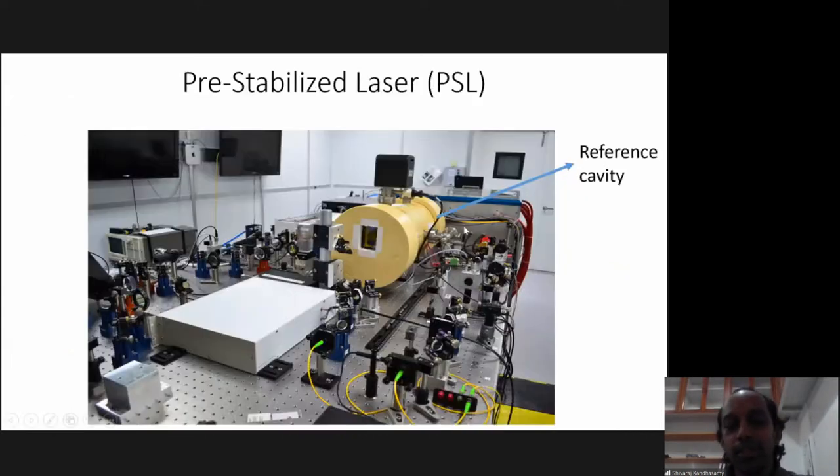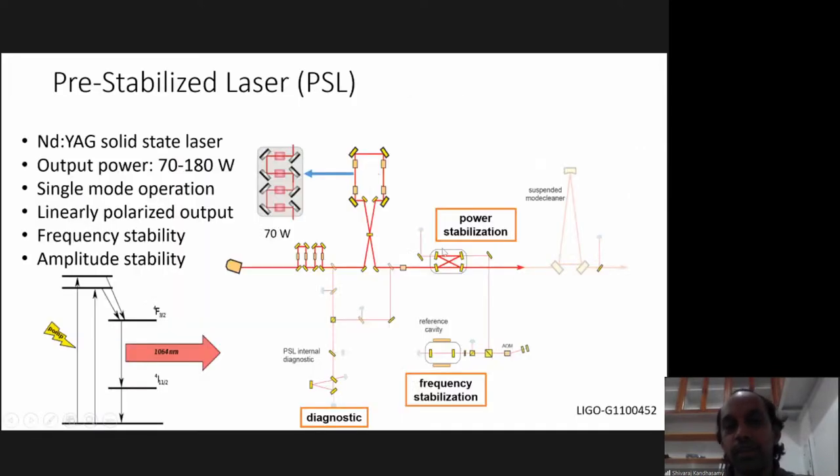This is a picture showing the previous setup layout. You can see this box is the reference cavity. The reference cavity is easily affected by humidity and temperature, and that's why you have this covering, so that it is isolated from temperature and humidity variations. All these mirrors are basically steering the beam between the different components in this picture.